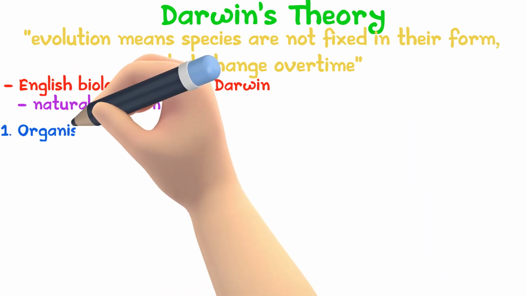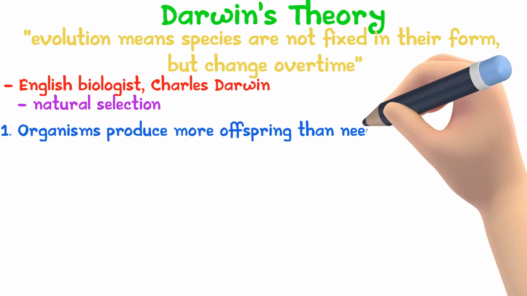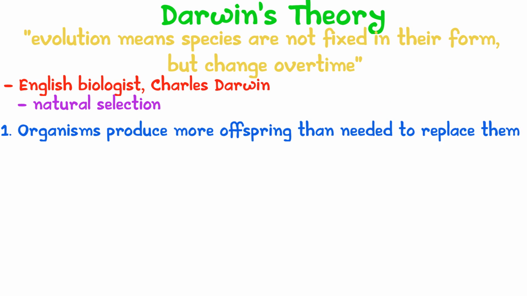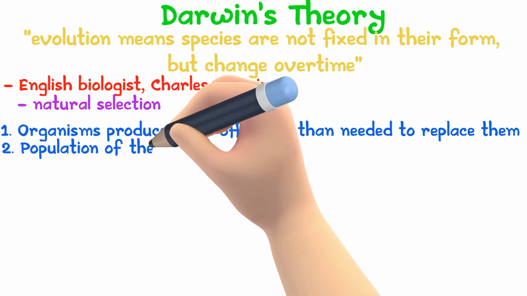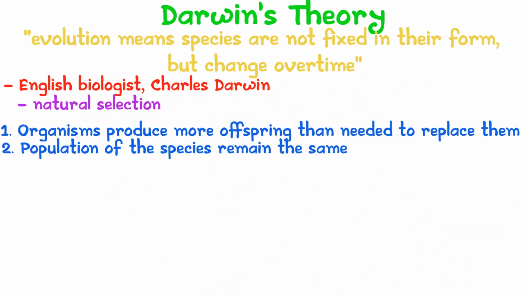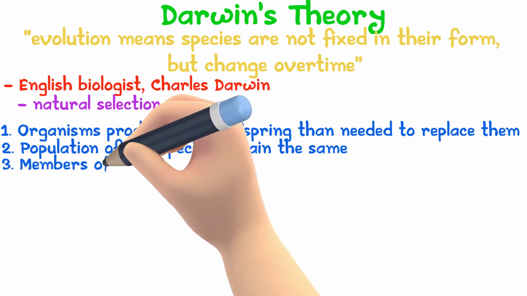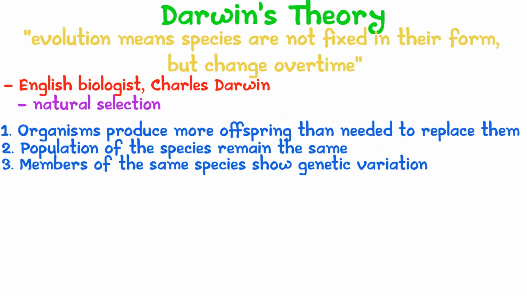1. Organisms produce more offspring than are needed to replace them. For example, one salmon lays over 5 million eggs. 2. Despite this, the population of the species remained the same. And 3. Members of the same species show genetic variation.